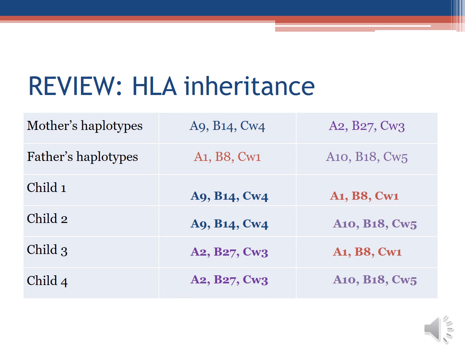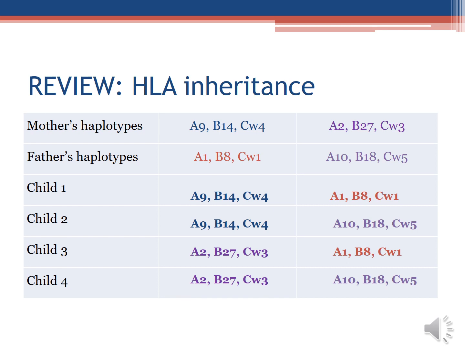Another possibility would be that they would inherit the mother's A2, B27, and what is significant about B27 is that it is associated with ankylosing spondylitis, and CW3, and the father's A1, B8, CW1. Or another option would be the mother's A2, B27, CW3, and the father's A10, B18, CW5.